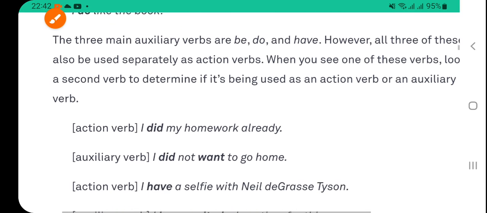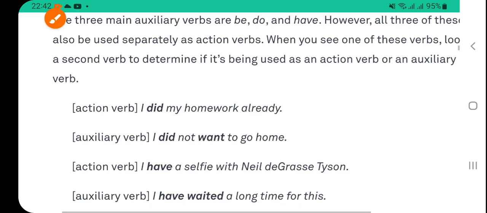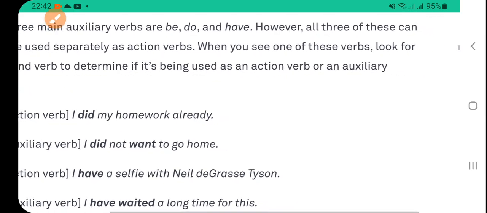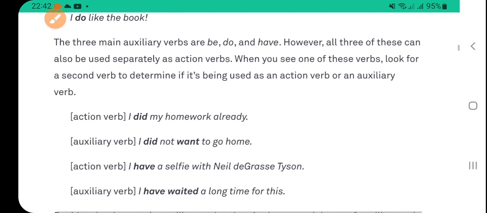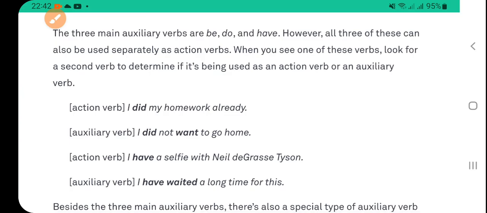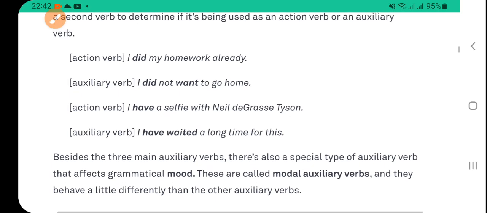The three main auxiliary verbs are very important. What are they? Be, do, and have. However, all three of these can also be used separately as action verbs, right? When you see one of these verbs, look for a second verb to determine if it's being used as an action verb or an auxiliary verb.